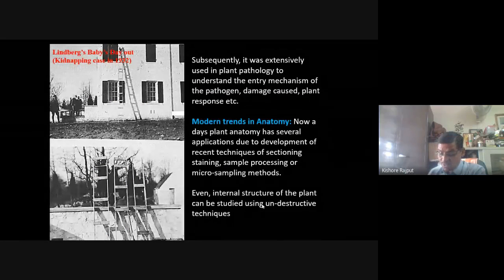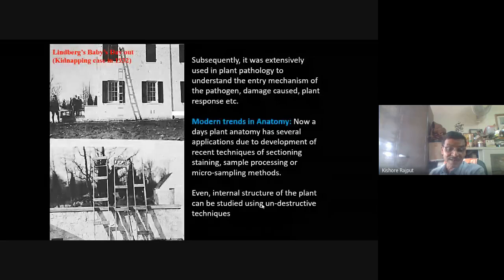Then, after taxonomy, with the development of various techniques and microscopy, it was extensively used in plant pathology to understand the entry mechanism of the pathogen, the damage caused by the pathogen, and the plant response. So that was the major application during the earlier days.